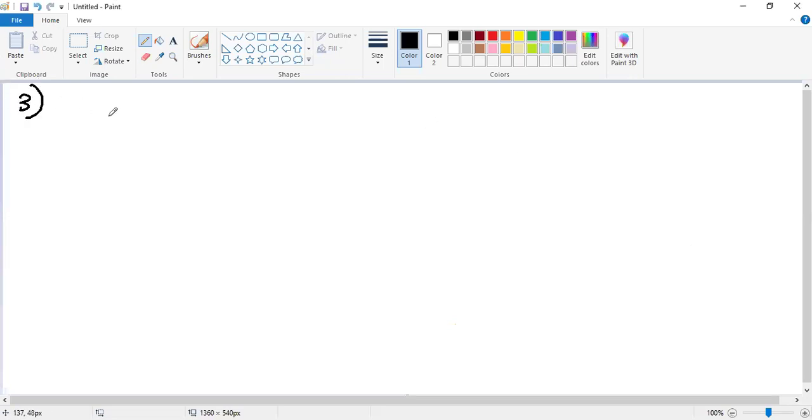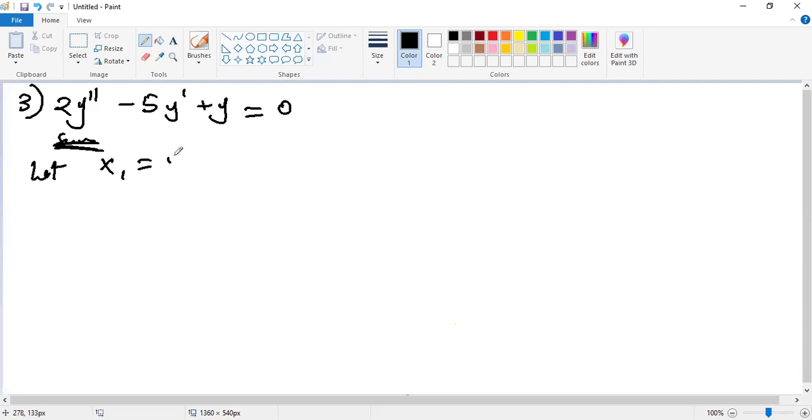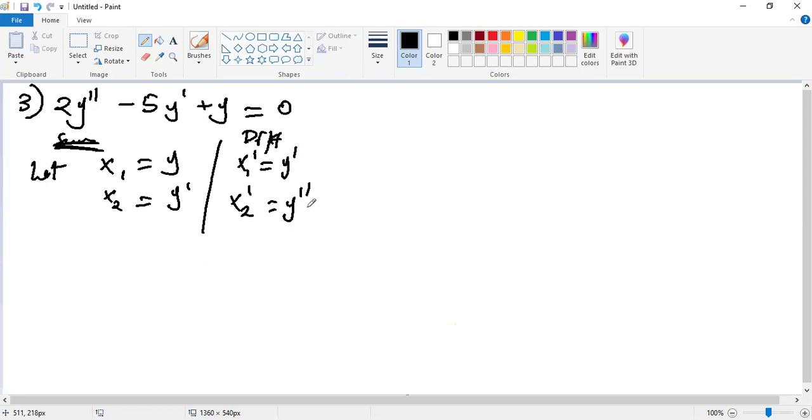So for our example number 3, we have 2y double prime minus 5y prime plus y is equal to 0. Solution, converting it into a system of first order differential equations, you say let x1 be equal to y, let x2 be equal to y prime. Differentiating, what are we going to have? x1 prime is equal to y prime, x2 prime is equal to y double prime. But we already have y double prime here. So let me just write it here. x2 prime is equal to y double prime.